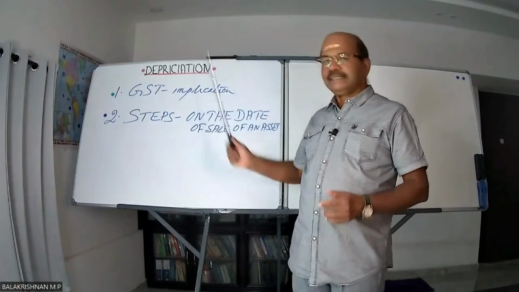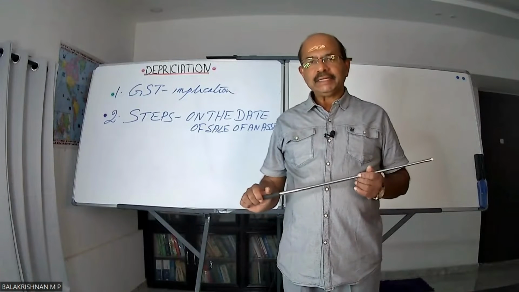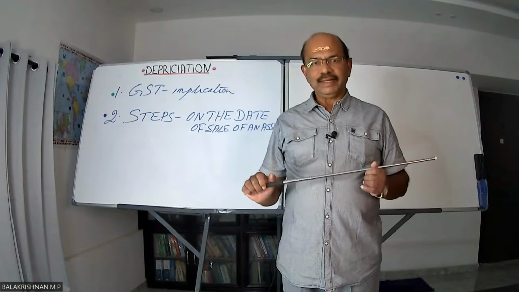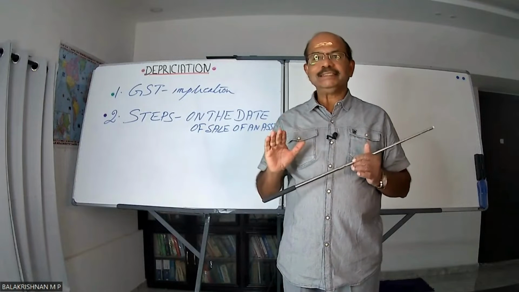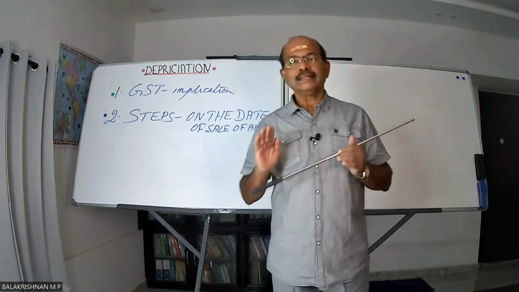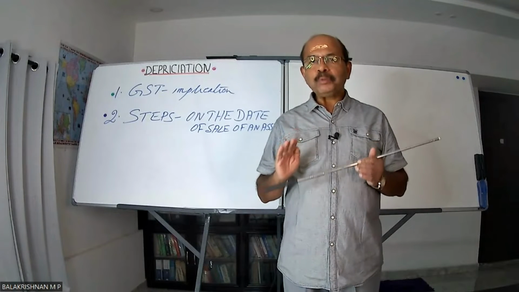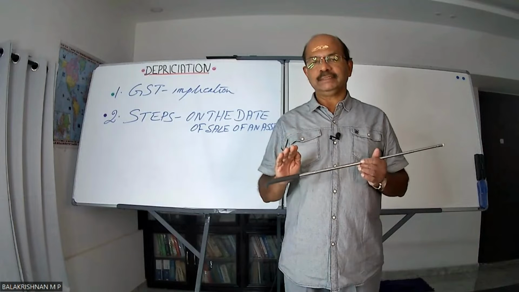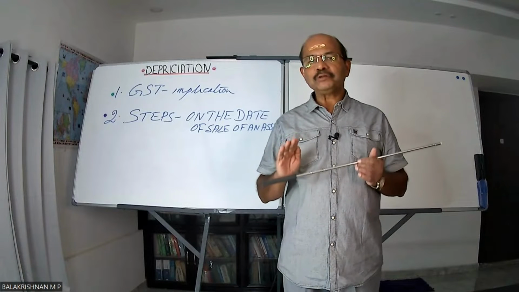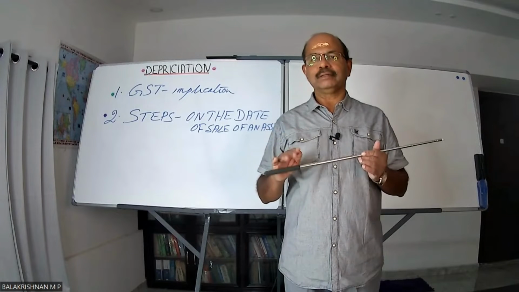Point number one, GST implication. Well, GST paid at the time of purchase of an asset, that is called input GST, as well as the GST paid on sale of an asset, that is called output GST, are to be ignored and not to be added to the value of the asset. I repeat, not to be added to the value of the asset. It should be summarily ignored for the time being in this chapter.